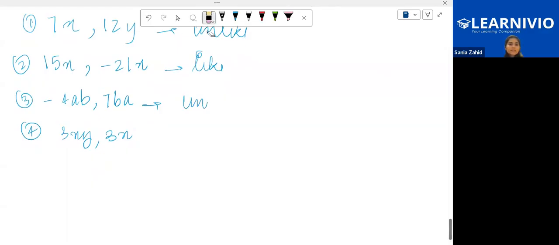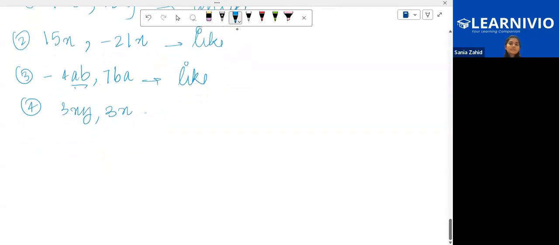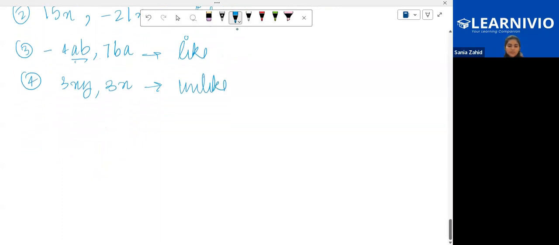Why unlike? Because the variables are shuffled. But that means the same thing. See, you do 2 multiplied by 5 or you do 5 multiplied by 2, you get the same answer. So similarly, a into b and b into a is the same thing. So these are like. And the fourth one is unlike. Understood this much? Yes, ma'am.